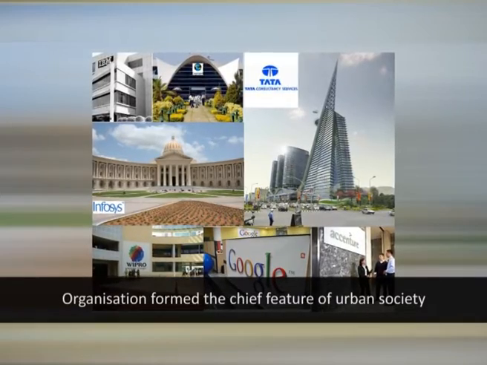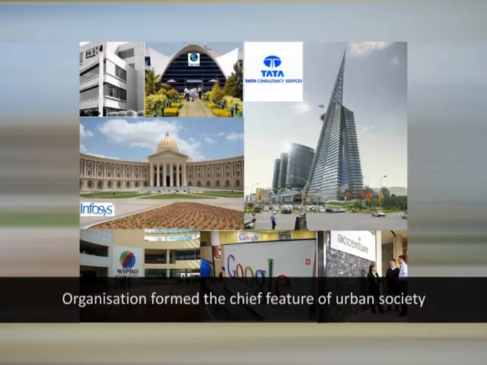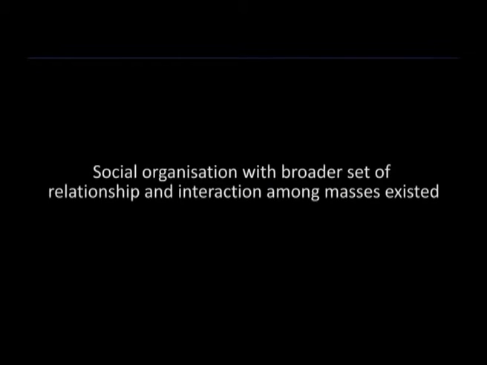It was already known that organization formed the chief feature of urban society, especially industrial society. However, sociologists felt the need to identify the more distinct characteristics of organization, as the word suggested, in relation to industries and firms. So it could be said that there existed a social organization with its broader set of relationship and interaction among masses, of which many individual organizations formed a part. Now it was on the scholars to develop studies which could differentiate organizations in its macro as well as micro level based on their structure, characteristics, scope, goal, and work.